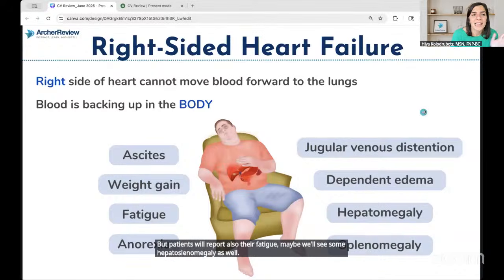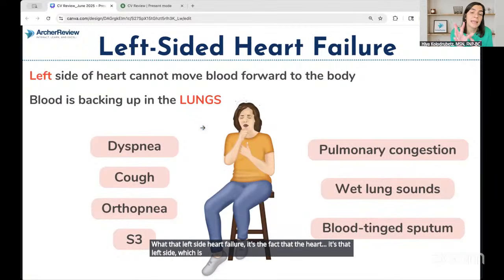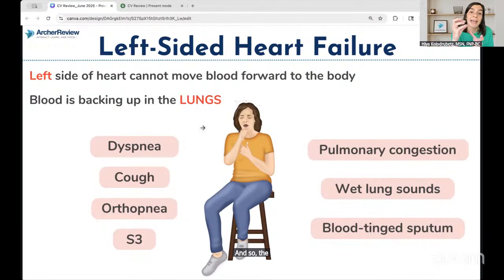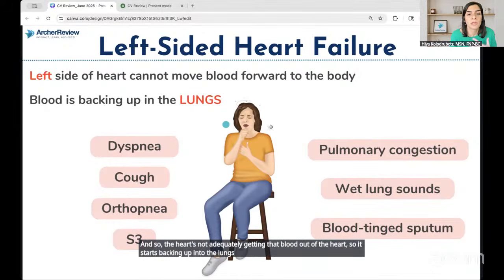With left side heart failure, which is actually more common, the heart's not adequately getting the blood out of the heart. So it starts backing up into the lungs. So we see a lot more lung symptoms, right?